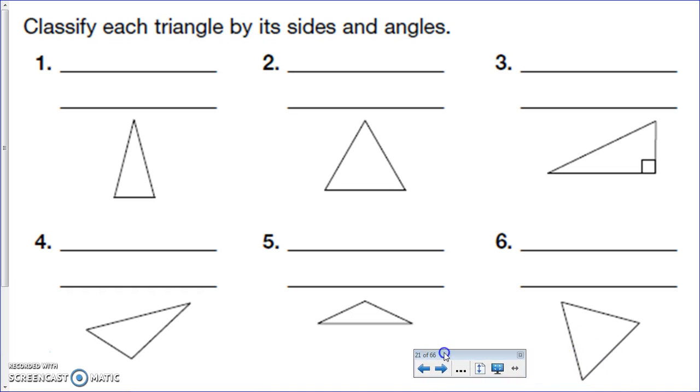Classify each triangle by its sides and angles. For number 1, we can look at the triangle, and the left and right sides are the same length, but the bottom is not. So we know right away it's isosceles. And then if we look at all the angles, all of the angles are less than 90 degrees, so it's also acute. So we have isosceles acute triangle.